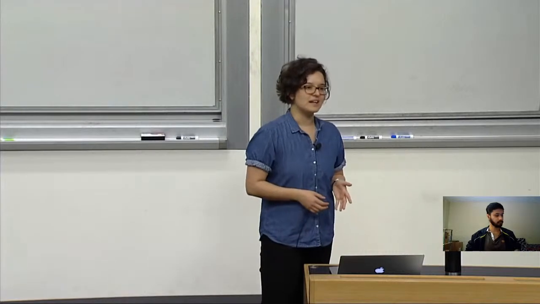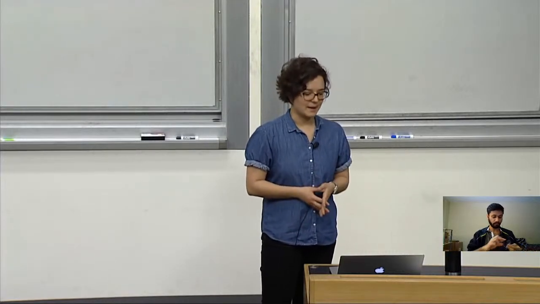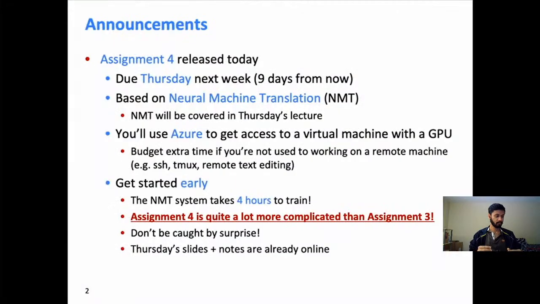The first announcement is that assignment 4 is released today. It's due Thursday of next week, not Tuesday. So that means you have 2 days more to do it than you did for all the other homeworks. The reason for that is assignment 4 is probably more work than the other homework so far, so don't be surprised by that. Assignment 4 is all about neural machine translation.